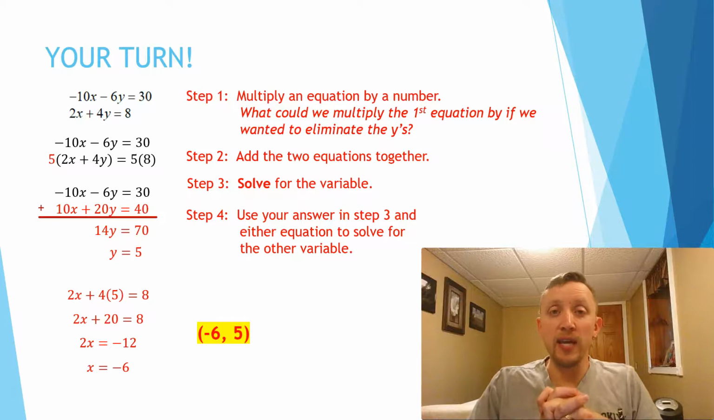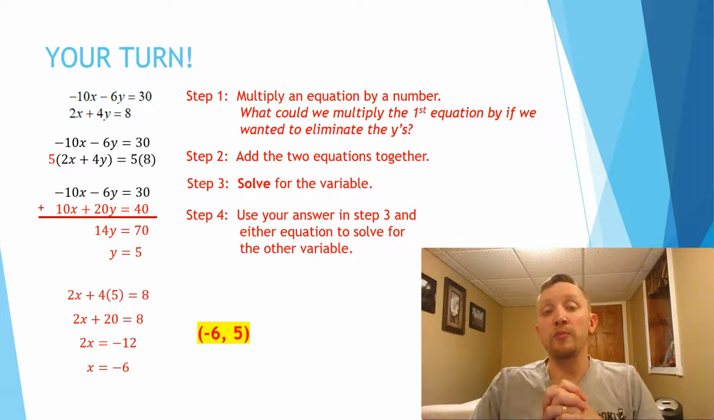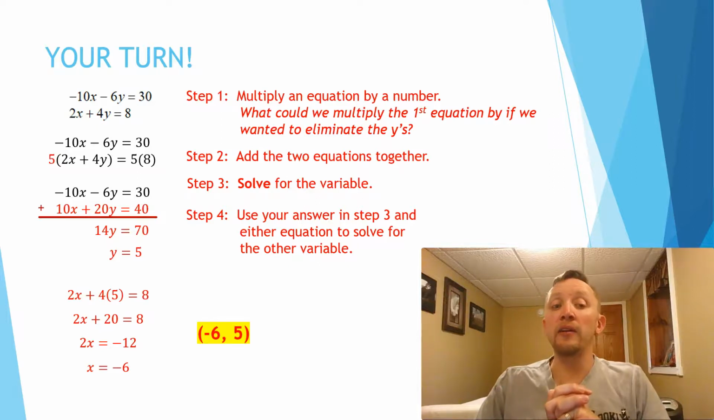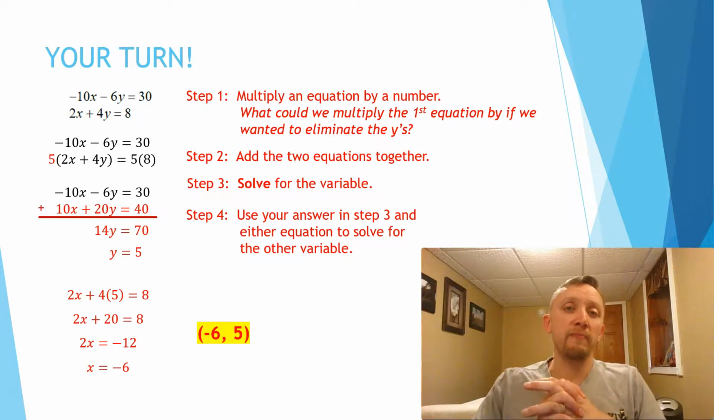And if I divide both sides by 14, we'd get our answer for y, which would be 5. Then we plug that into either equation. So this time I put it in the second equation, working with a little bit smaller numbers there. So we'd have 2x plus 4 times 5, or 2x plus 20 equals 8. Subtract 20 from both sides, and I would get negative 12. And negative 12 divided by 2 is negative 6. So you get your coordinate of negative 6, positive 5.